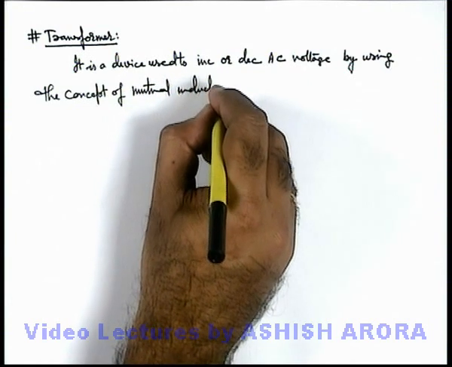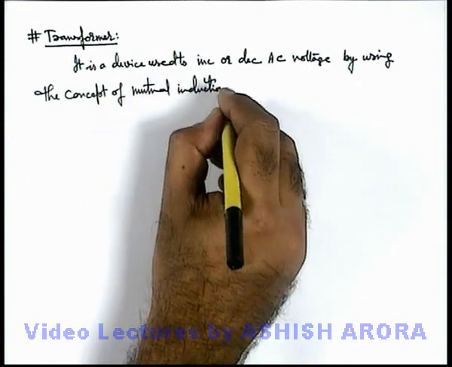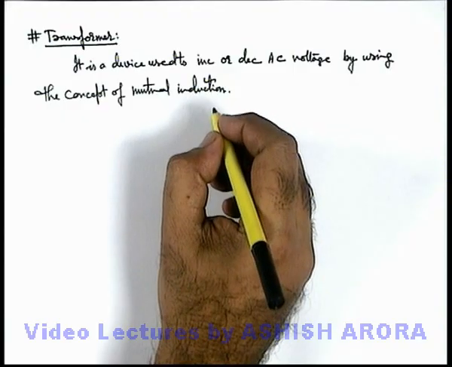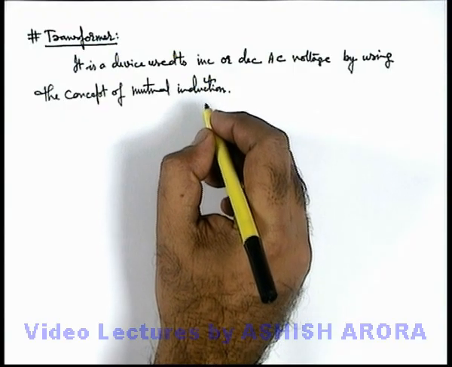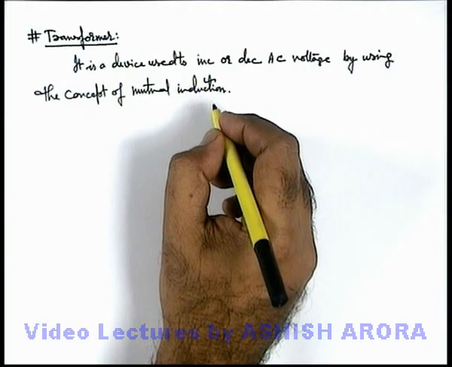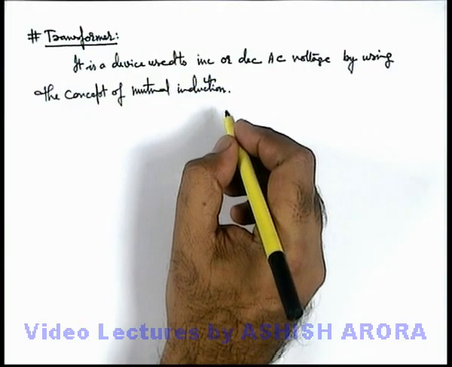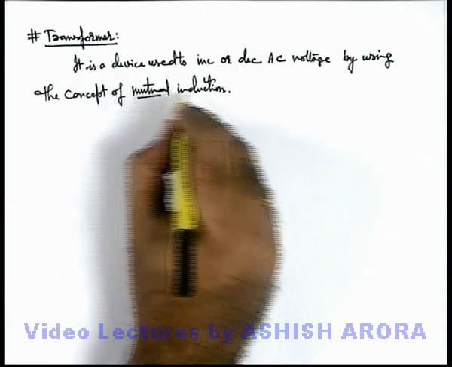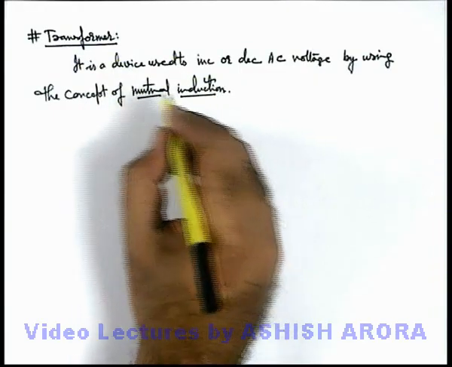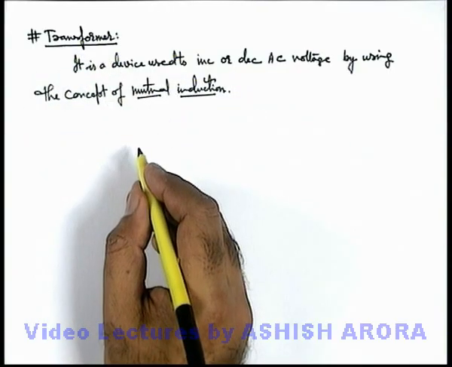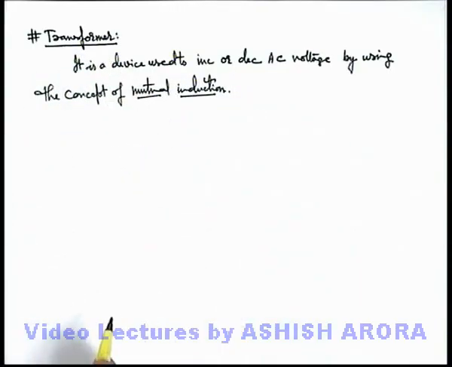In mutual induction, we already studied that when a time varying current flows through a coil, due to the linkage of flux between the two coils, an EMF is induced in the second coil. This is the phenomena which we call mutual induction. Using the same phenomena, we are going to study about the device which we call transformer. Let's have a look on a schematic diagram and the device which we call transformer here.